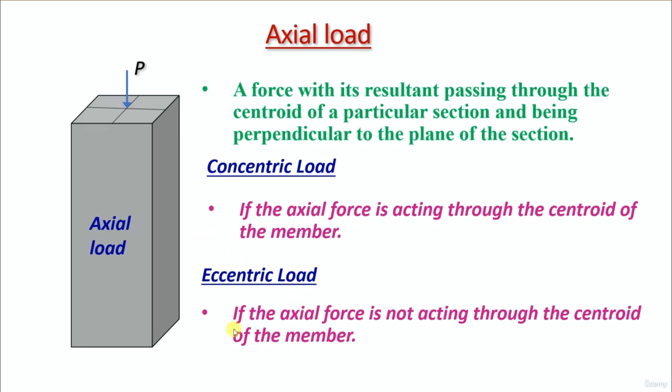If the axial force is not acting through the centroid of the member, that is called eccentric load. That means this load will act some distance from the centroid of the member. So in that case, that becomes eccentric. Due to that eccentricity, the moment will develop in the column. You can see here this load is acting some distance away from the centroid of the member. So that load is called eccentric load. Due to this eccentricity, we will be getting moment in the column.